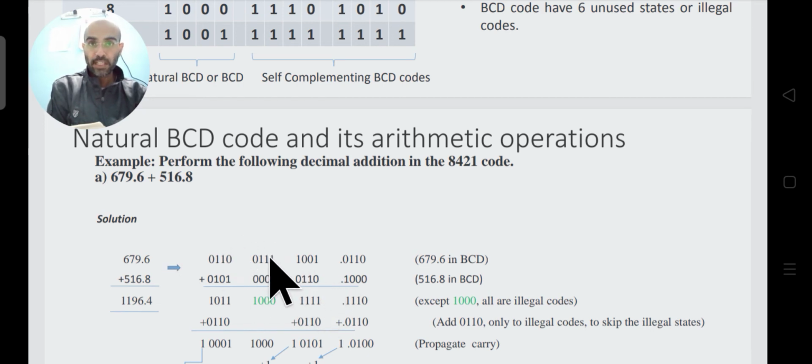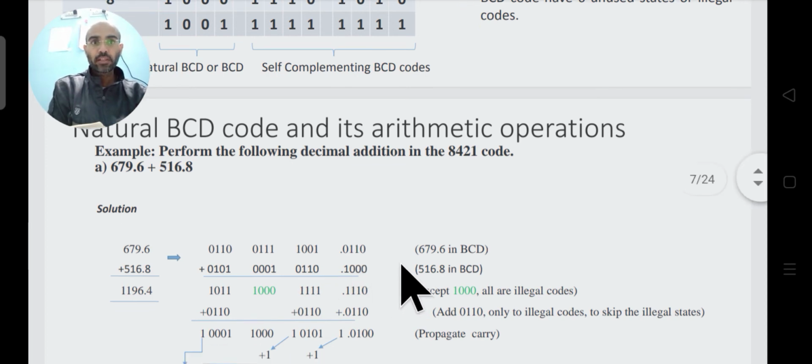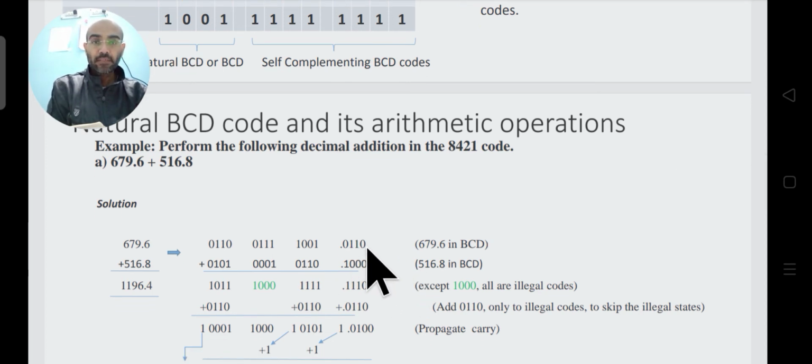So this should be correct. Okay. Then once the two numbers are represented in BCD correctly, let's try to add them up. How will we add them up? We'll start with the least significant digit, the first group. If I add the first group, I will see whether it is generating some carry or not.